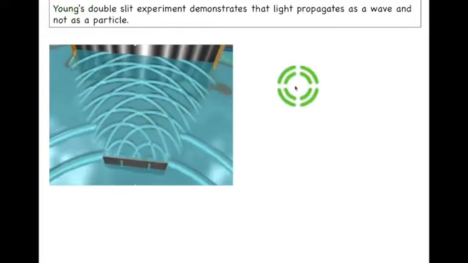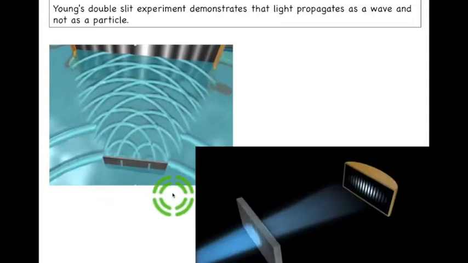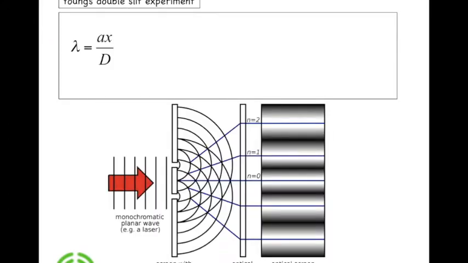That's not what we see for matter. But for waves, we know we get this pattern. And when we shine light through it, we also get the same pattern as we've seen with the waves. So we have to assume, therefore, that light is a wave and not a particle, and Young's double slit experiment demonstrates this. So let's dive in a bit further.